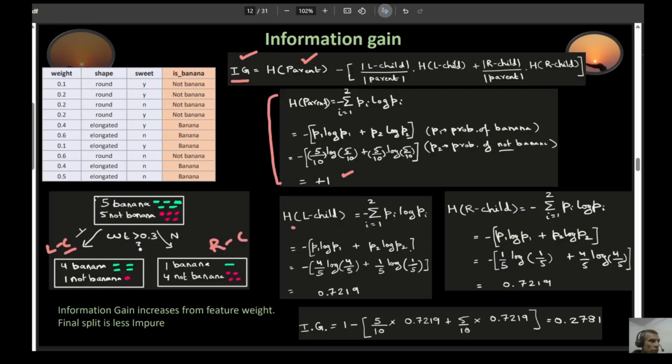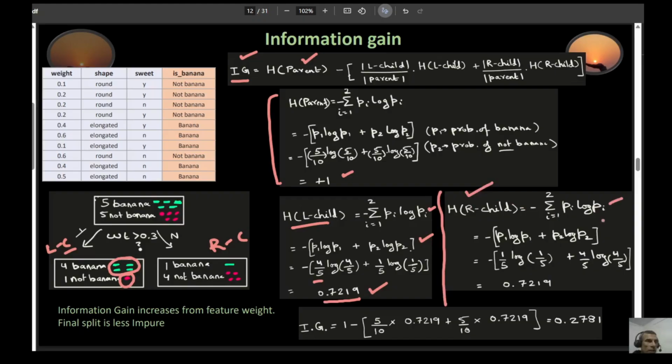Now, entropy of my left child, putting in the values, expanding your expression, and putting in your values of P1 and P2. P1 would refer to the probability of banana. In my left child, that would be 4 over 5 because there are 4 bananas and total is 5. P2 will refer to the probability of not a banana. That would be this right here. So probability of not a banana would be 1 over 5. And substituting your value, the entropy for your left child comes out to be 0.7219.